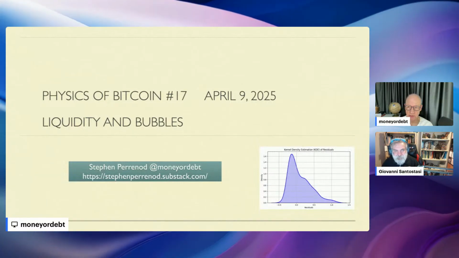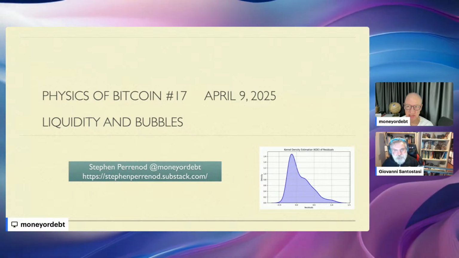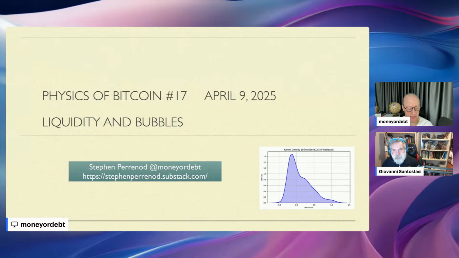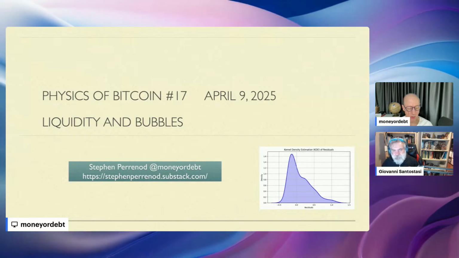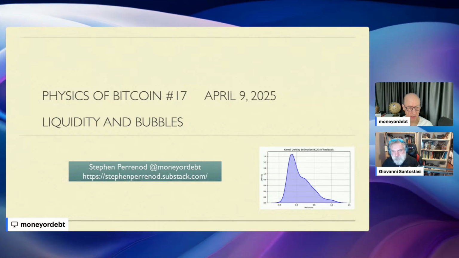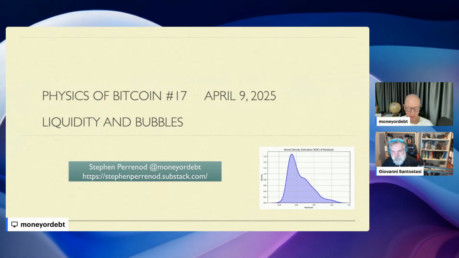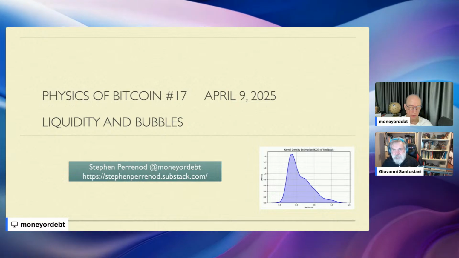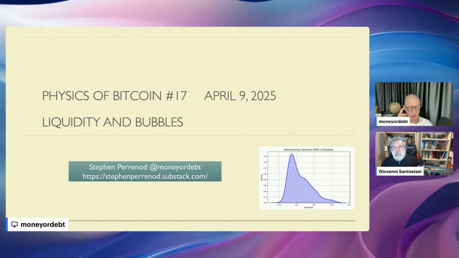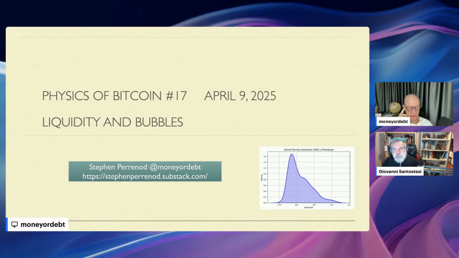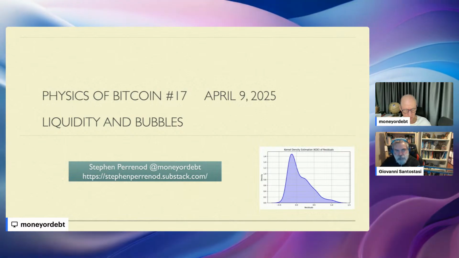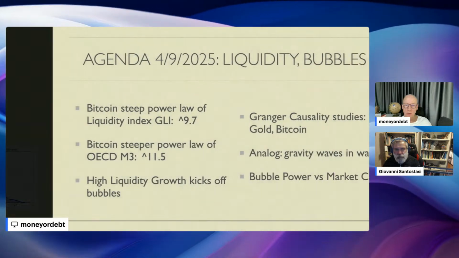It's April 9th. This is our 17th Physics of Bitcoin show. And I thought that this week, since we've all been waiting for more liquidity in the markets, while we have the tariff turmoil going on as well, we're also waiting for a larger input of liquidity. So I thought I would cover that topic, liquidity and bubbles. So here's the agenda.